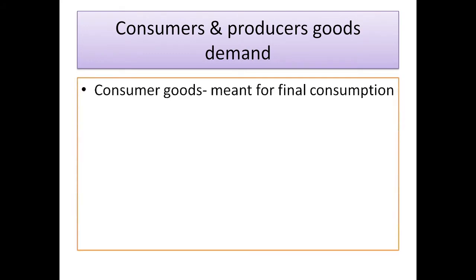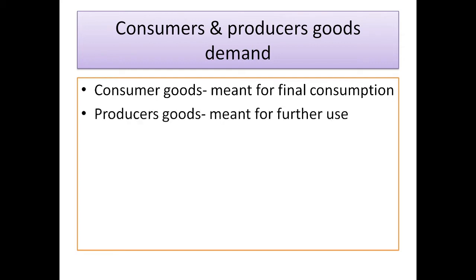Consumer goods are those goods and services which are produced for direct consumption by the consumers. They are purchased directly by them and used for satisfying wants. They are meant for final consumption. Consumer goods are basically meant for final consumption.